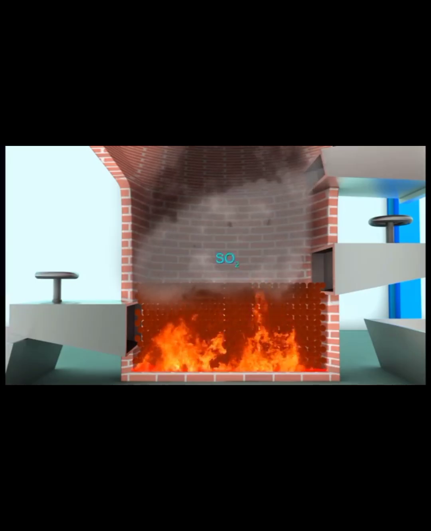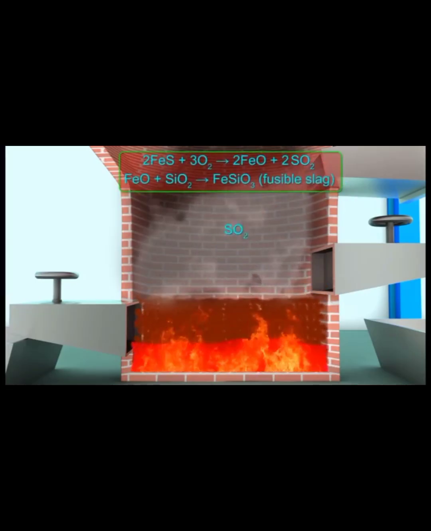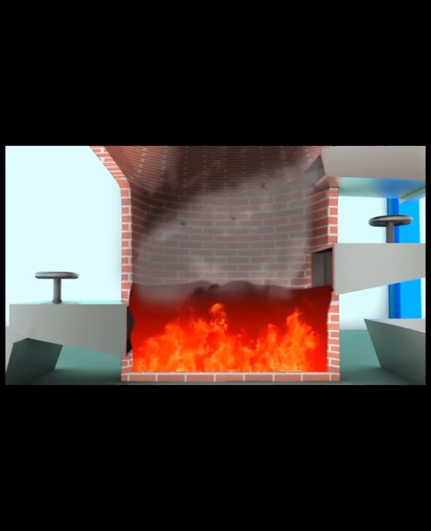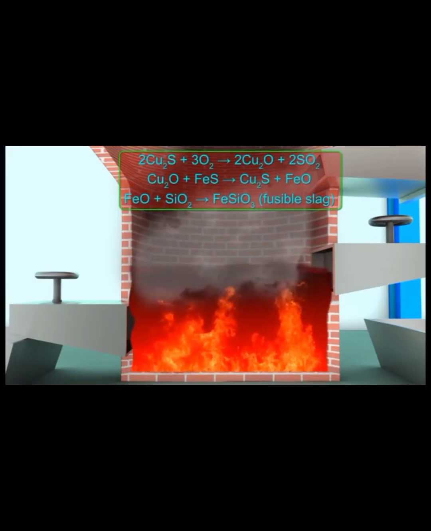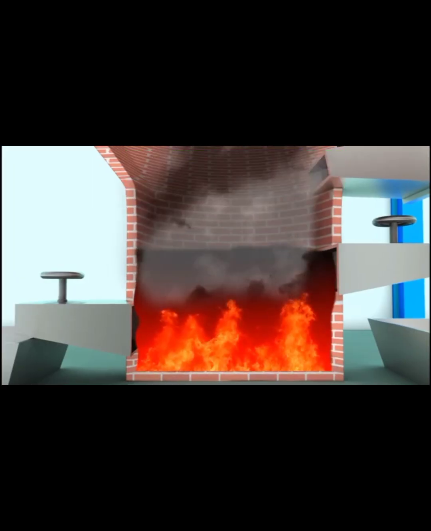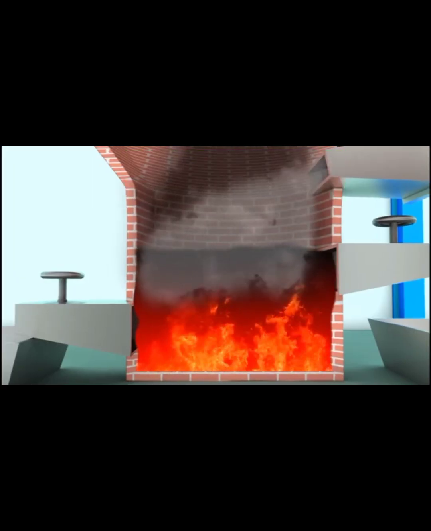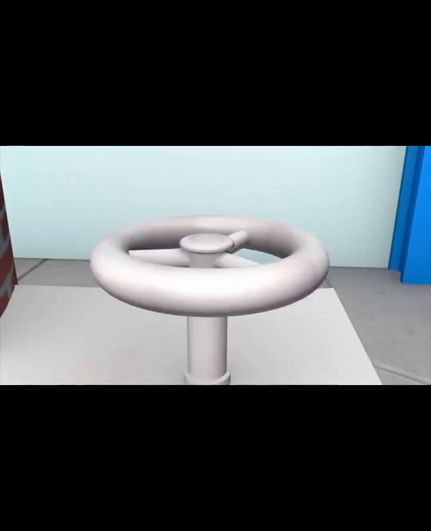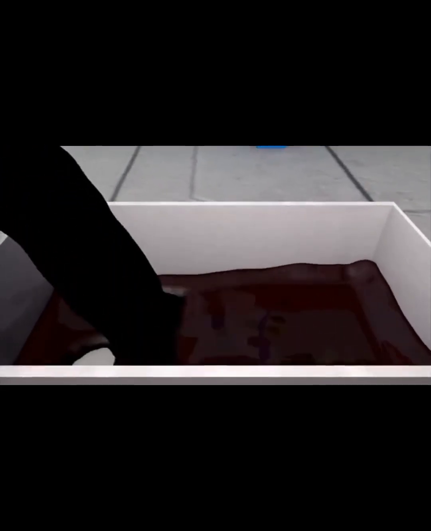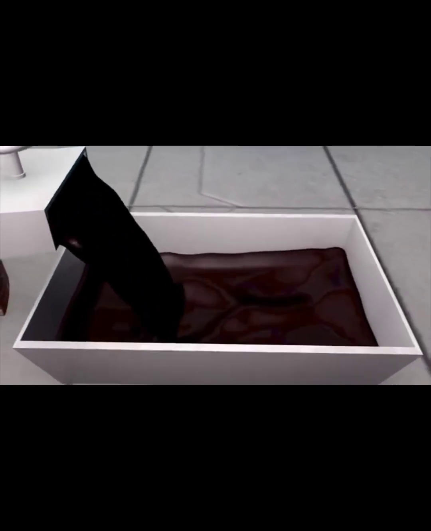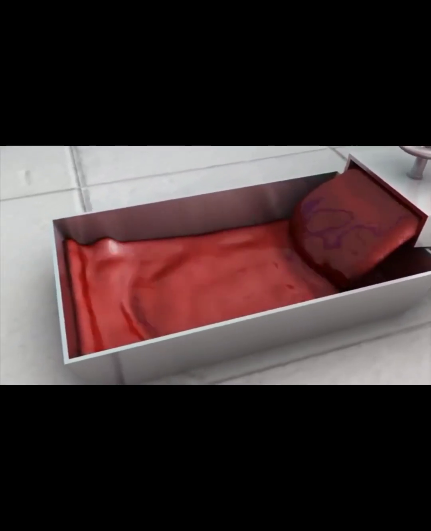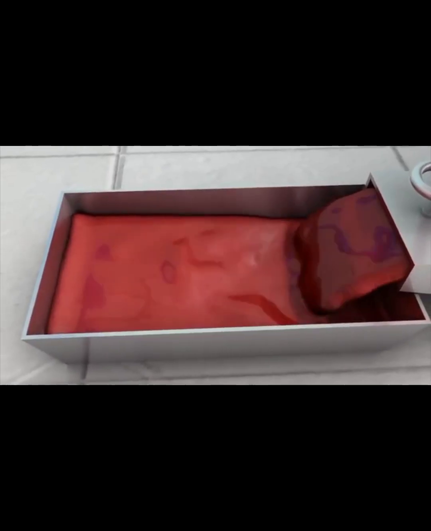What happens? The impure ferrous sulfide and cuprous sulfide are converted to their respective oxides and form the fusible slag of ferrous silicate, which gets settled down at the bottom of the furnace. This fusible slag is removed as a waste from the upper layer. The rest of the unchanged ferrous and cuprous sulfides, called matte, is removed from the lower layer.